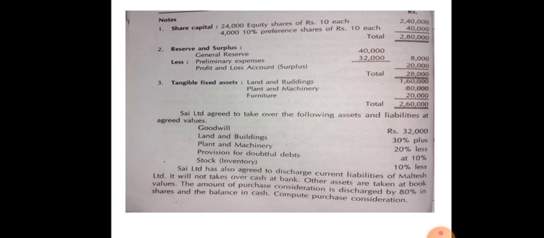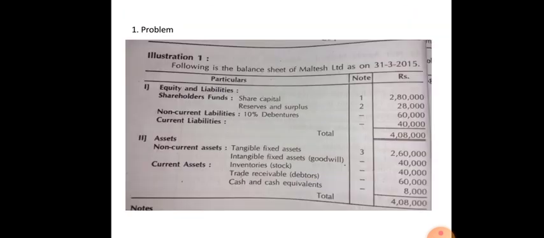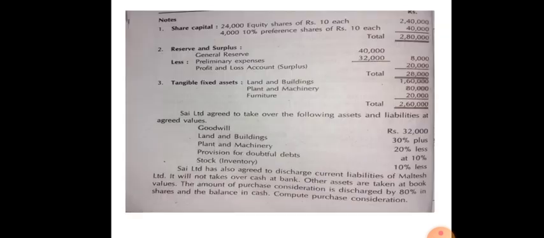Agreed values means Sai is going to take over the business at these values of the assets. So these are the fair values. For goodwill, rupees 32,000. Then land and building 30% plus, plant and machinery 20% less, provision for doubtful debts at 10%, stock or inventory 10% less. What is this fair value? In the balance sheet the goodwill amount is rupees 40,000, and here it is 32,000. So while calculating the purchase consideration we have to take rupees 32,000.